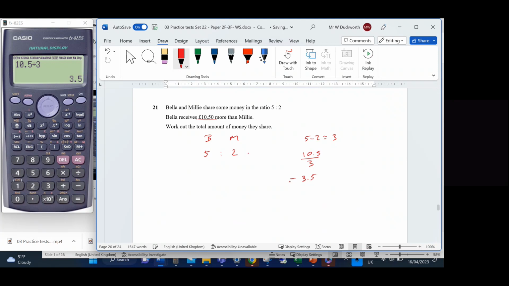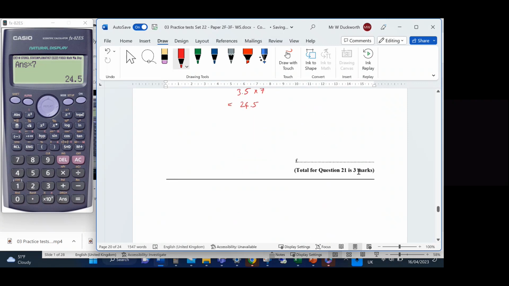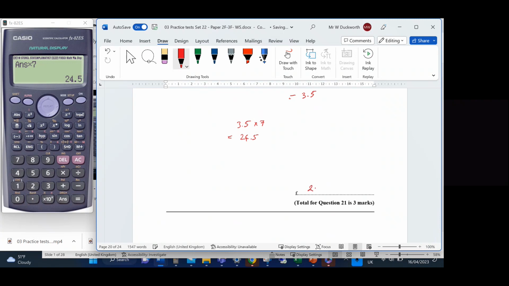And we've got a total of 7 parts. So to work out the total sum of the money that they share, that's going to be £3.50 times by 7, which is going to give us £24.50. So in my answer line, I'm going to put £24.50.